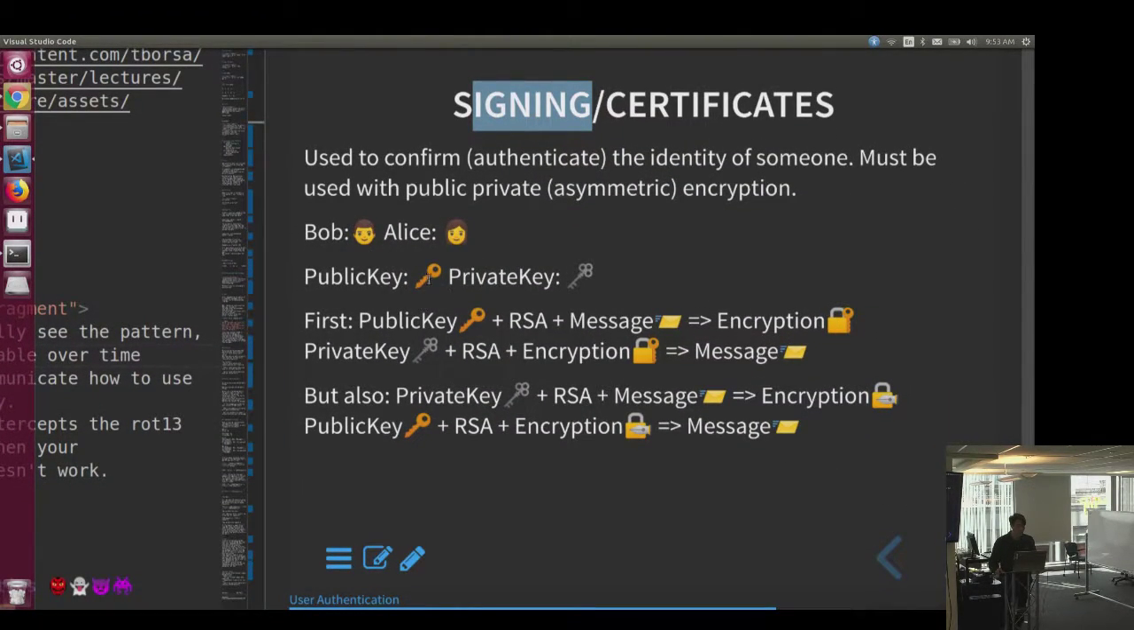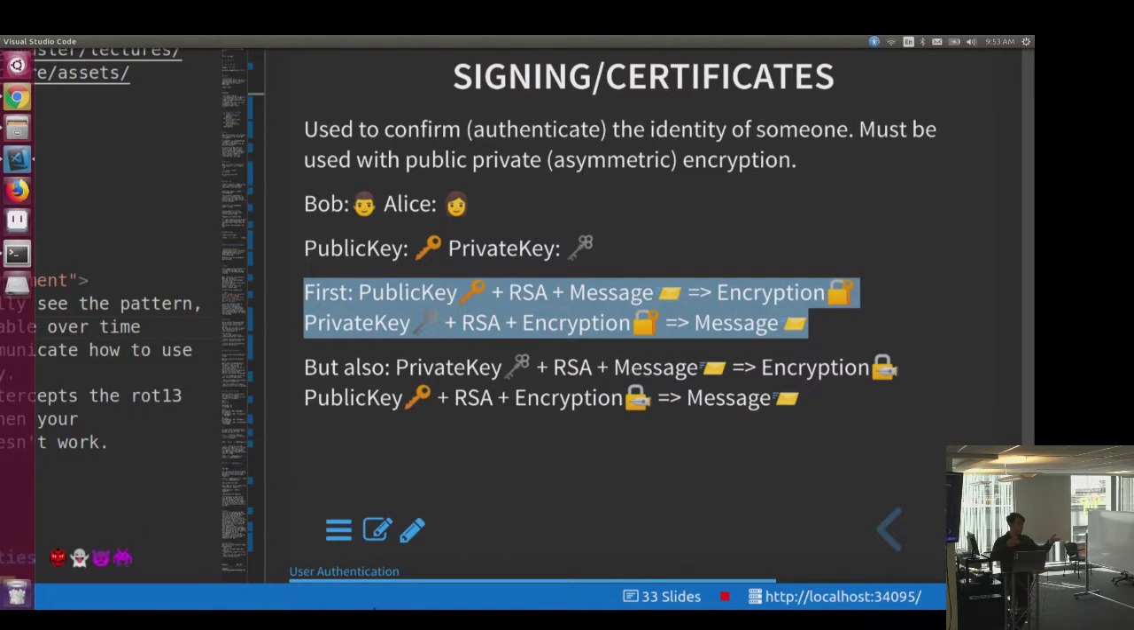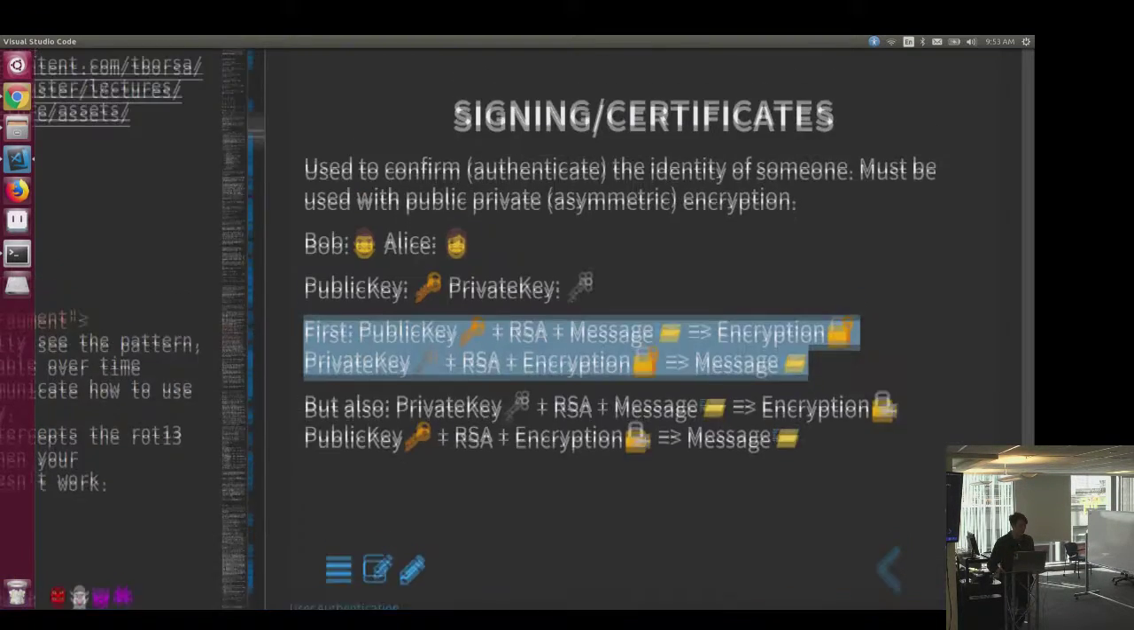Bob and Alice both have a public key and a private key. If I take the public key and use RSA, which is the encryption algorithm, with a message, I get the encrypted message. Then I can use the private key plus RSA to take this encrypted message and get the decrypted message. But I can also do the reverse. This first pair is how it's typically used. You keep your private key private, you give your public key out to everyone, and you use your private key for decryption. But the reverse can also be used.